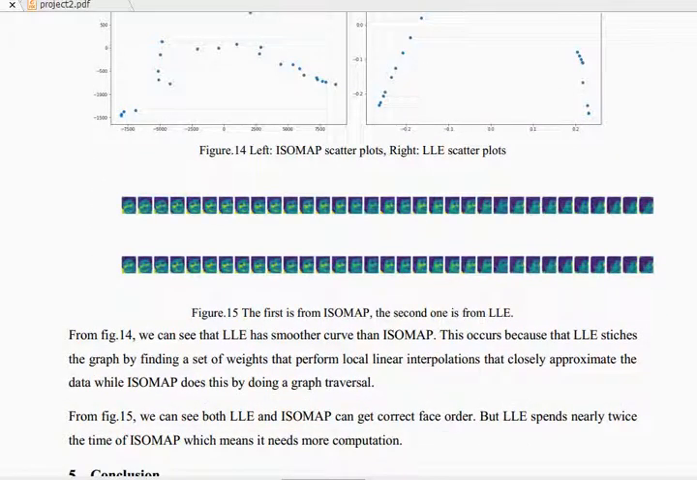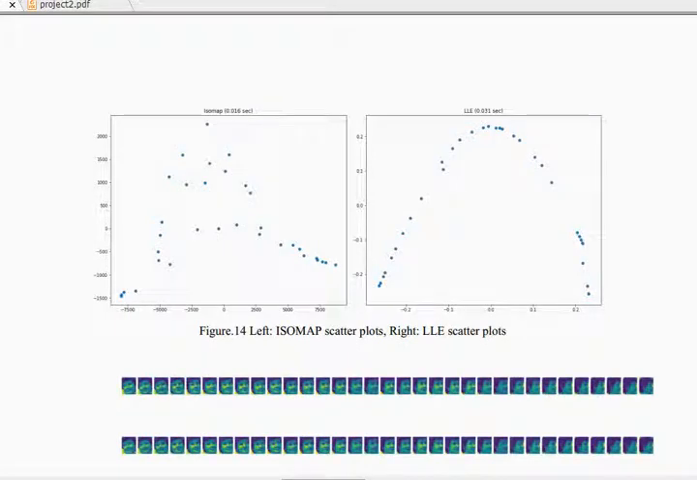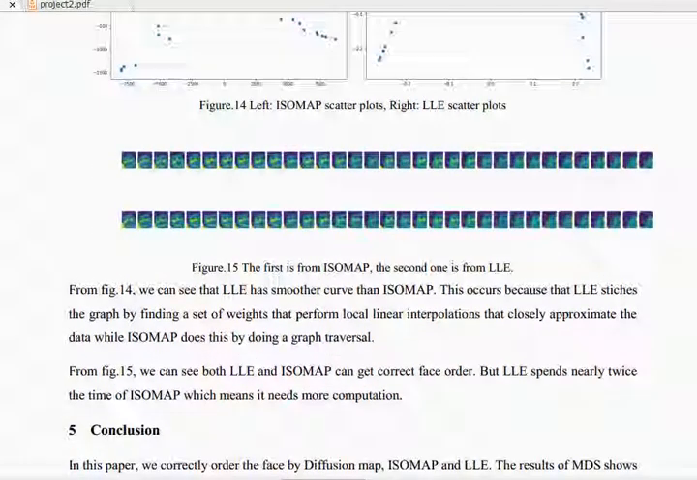because LLE stitches the graph by finding a set of weights that performs local linear interpolations that closely approximate the data, while ISO map does this by doing a graph traversal. From this graph, we can also see that LLE spans nearly twice the time of ISO map, which means it needs more calculation time.